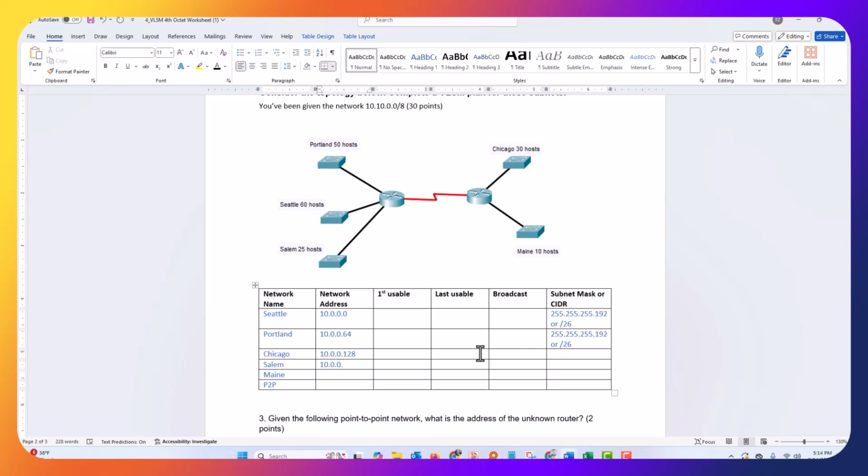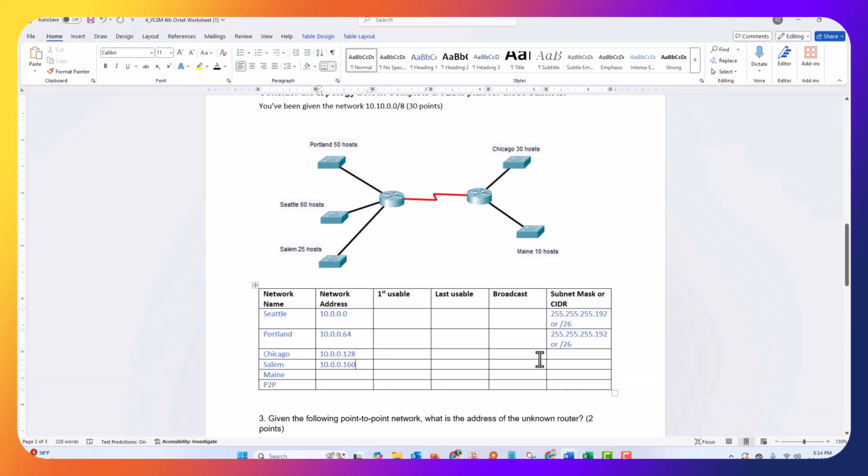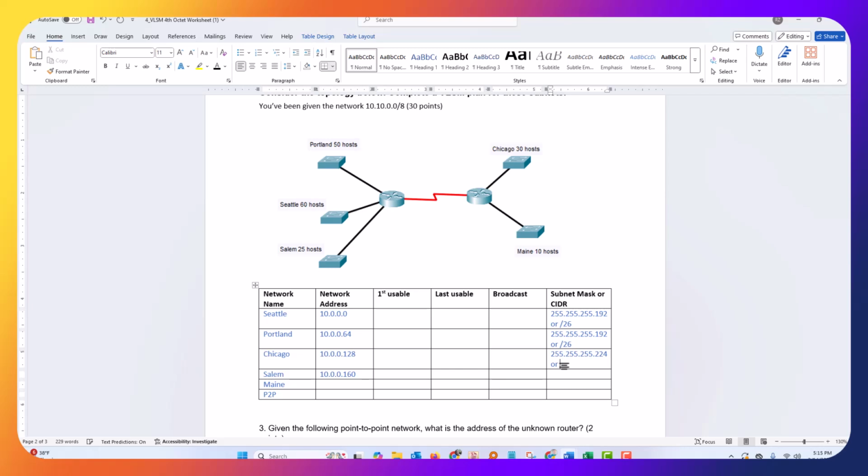So 10.0.0. What would that be? 128 plus 32 is 160. And that was a 224 in the fourth octet, or slash 27. 255.255.255.224 or slash 27.